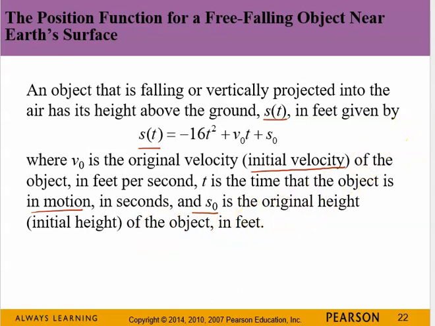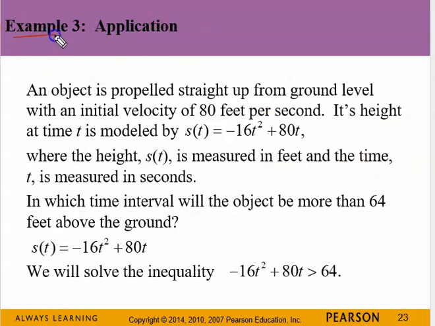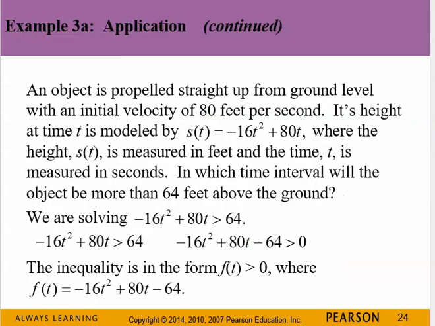So let's take a look at the specifics. For example 3, they're setting it up with an initial velocity of 80 feet per second. Again, we don't know the time. In which time interval will the object be more than 64 feet above the ground? So our S of t is going to be greater than 64 feet above the ground. That's our initial inequality. So what we want to do here is find what t is.